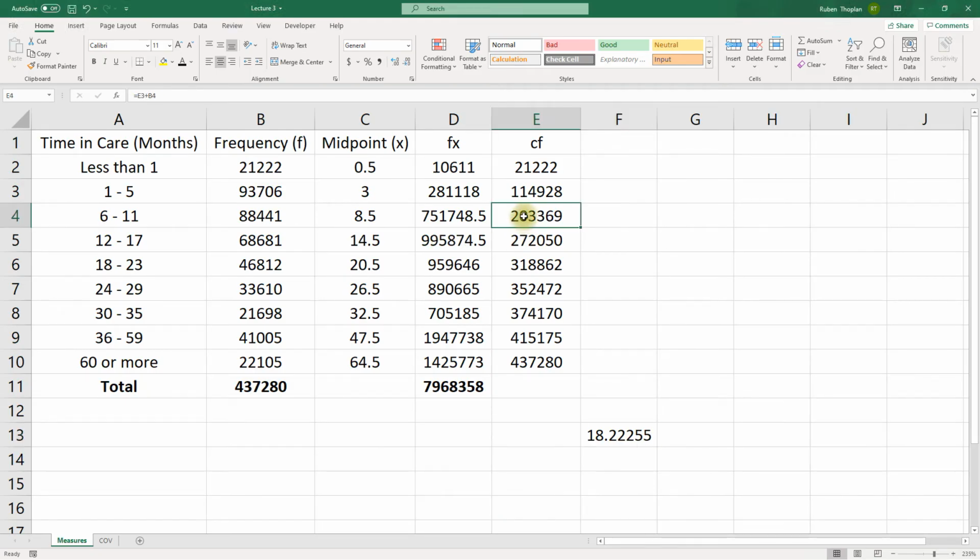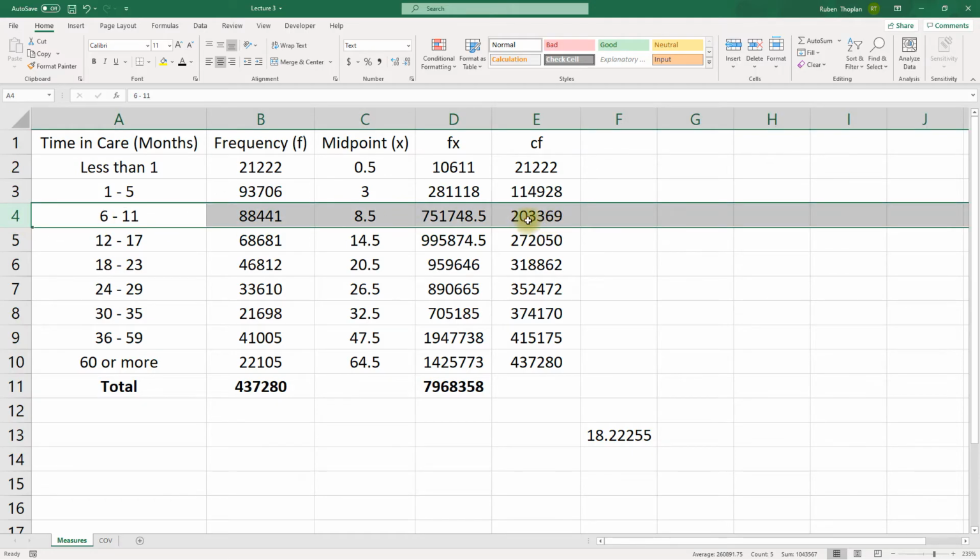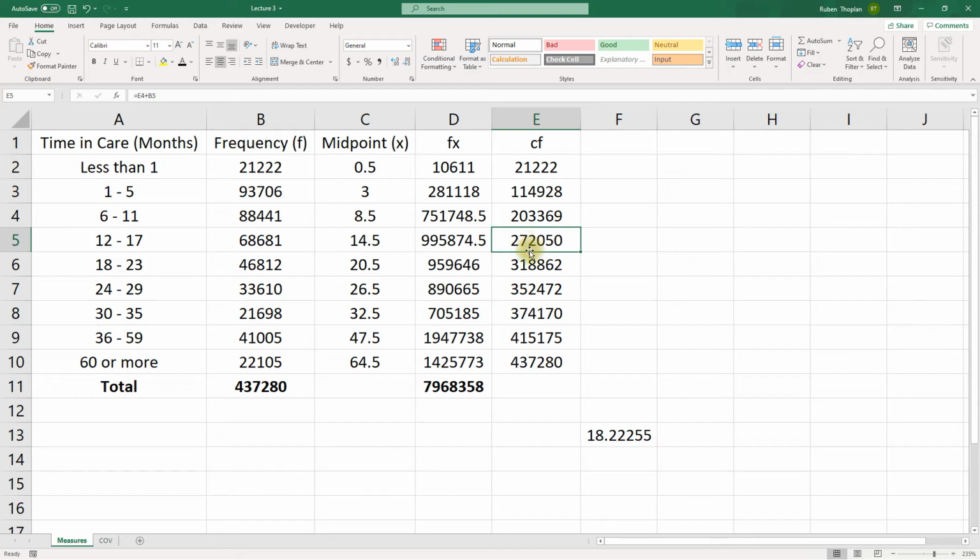218,000. You would understand that 218,000 cannot be located in there, because this means 203,000 children spend less than 11 months. This one means 272,000 spend less than 17 months.